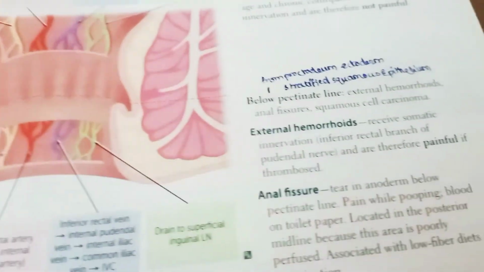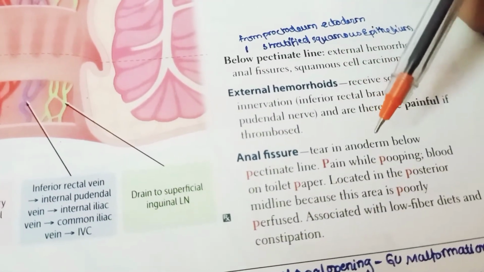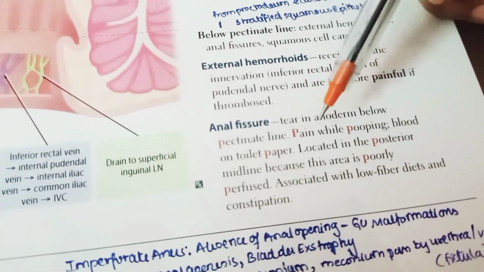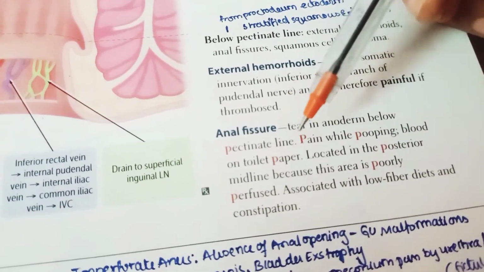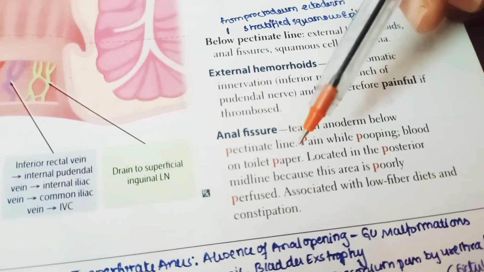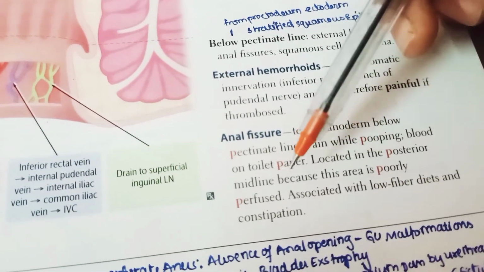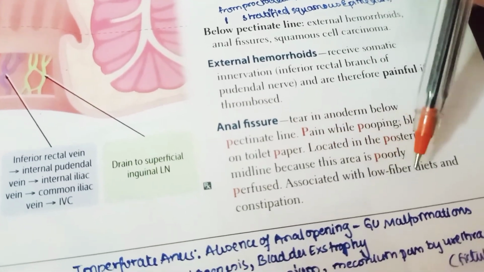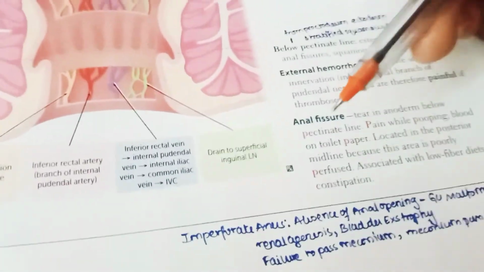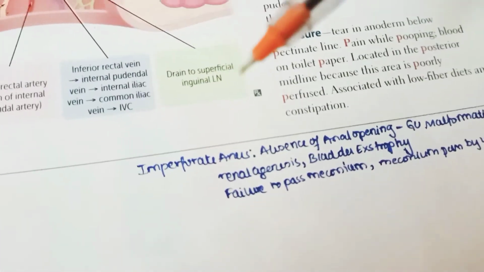Anal fissure is a tear in the anoderm below the pectinate line, with pain while pooping and blood on toilet paper. It is located in the posterior midline, because this area is poorly perfused, and it is associated with low fiber diets and constipation. So constipation may lead to all these problems.